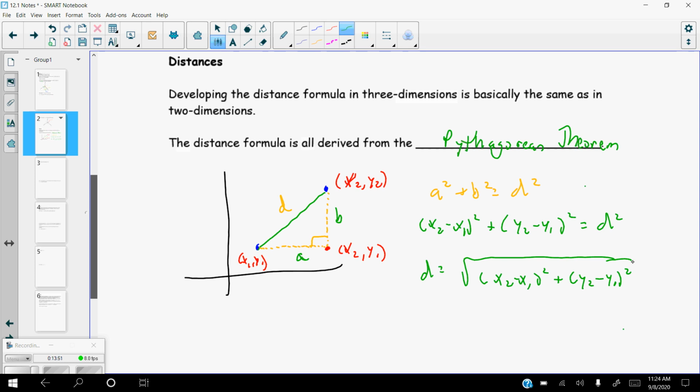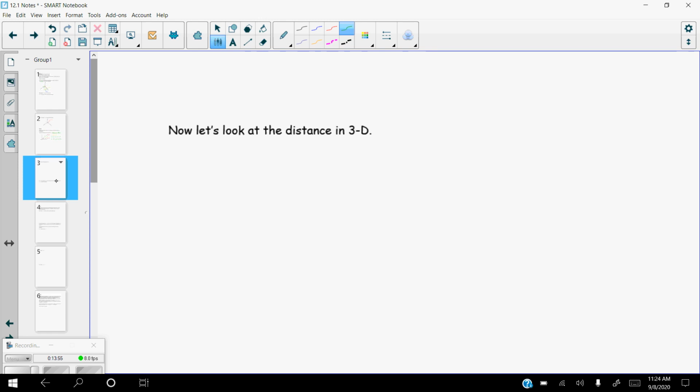Now we're going to extend that idea to 3 dimensions. So let's draw our 3-dimensional axes. There we go. There's z, x, and y.